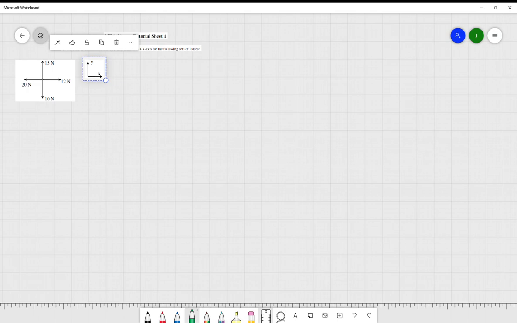Hello everyone, and welcome to tutorial sheet 1, and in this one we're going to specifically look at question 3. So we've moved on from units, and what we're going to do here is just look at force vectors, particularly trying to find the resultant.